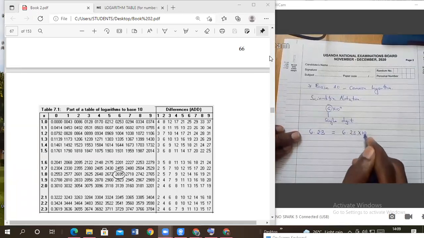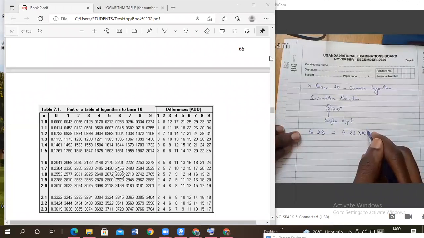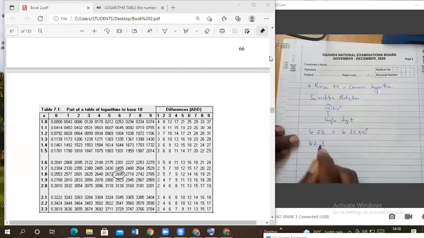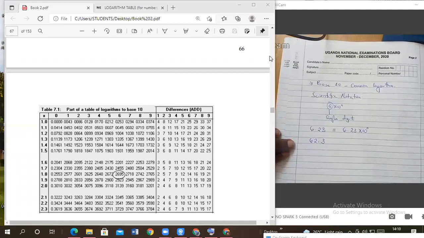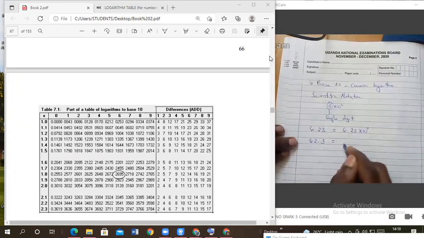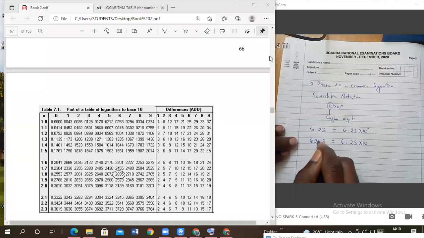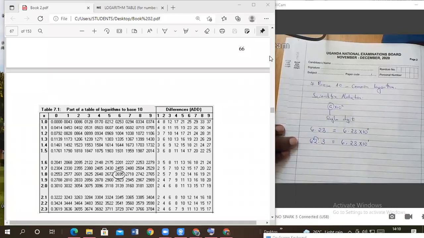How many steps have you moved? Have you moved any step, members? No. If you have not moved any step, it means it's going to be to the power 0. You have not moved any step. But if it was 62.3, this one is going to be 6.23 times 10. How many steps have you moved? You have moved only 1 step.